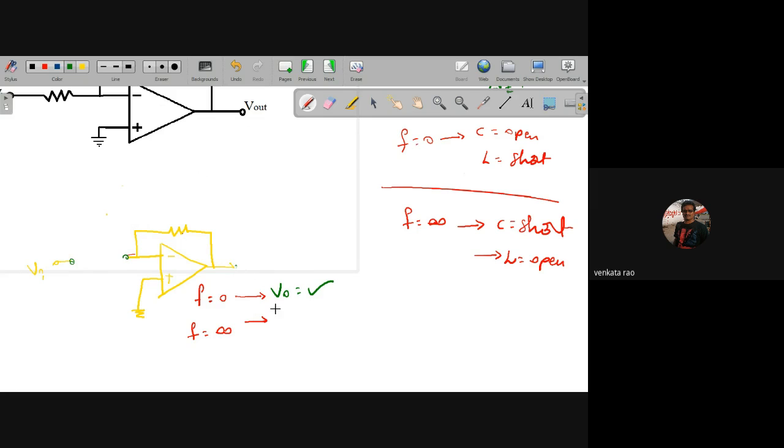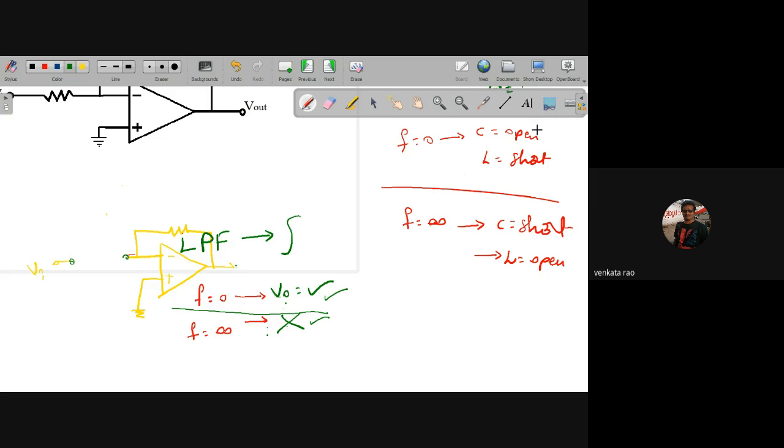Are you getting anything at output? Nothing. So for high frequency, you are not getting anything at output. For low frequency, you are getting something at output. So it allows low frequency components. It blocks or attenuates high frequency components. Since it allows low frequency, it is called a low pass filter. So the integrator is a low pass filter.